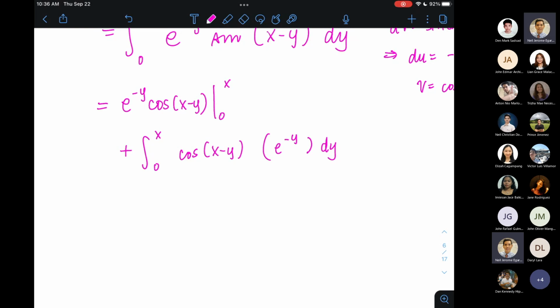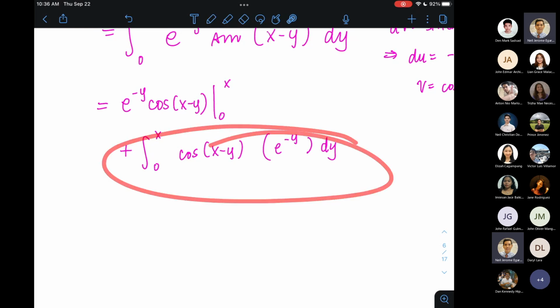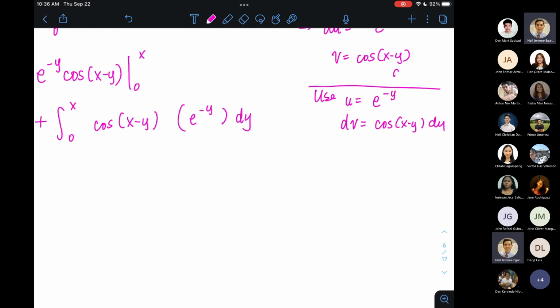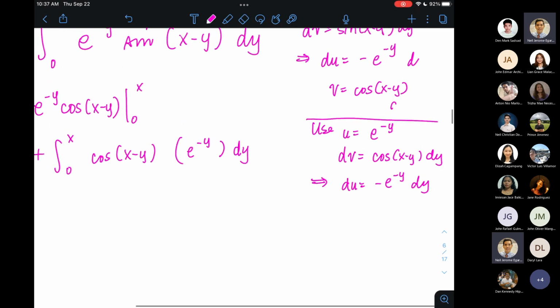Right? Kaya lang, eto, problema natin tong integral na to, so mag-IBP pa ako ng isa pang round. So now, in this round of IBP, I will use u to be equal to e to the negative y. Tapos sana mag-repeat na siya. Tapos, ang gagamitin kong dv ay cosine ng x minus y dy. So that means du would be negative e to the negative y dy. Kulang ako ng dy kanina rito.